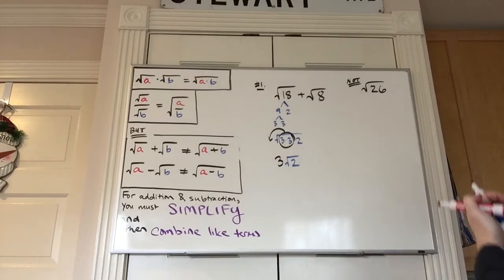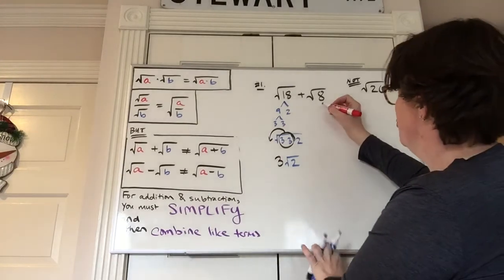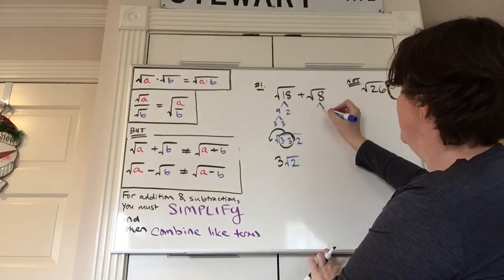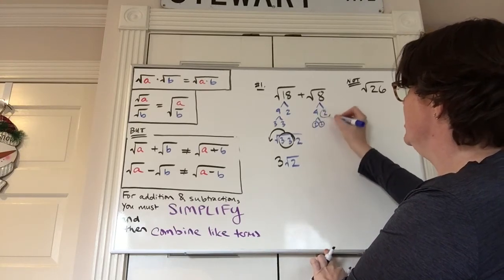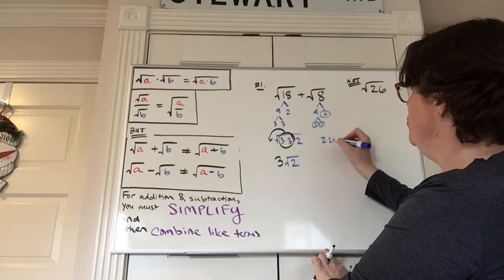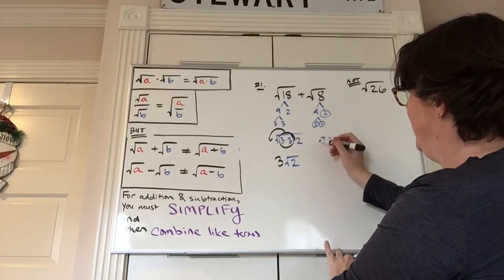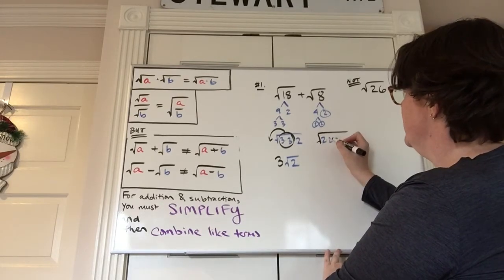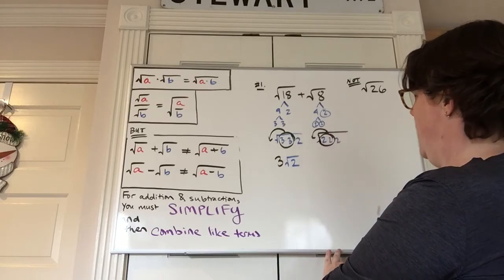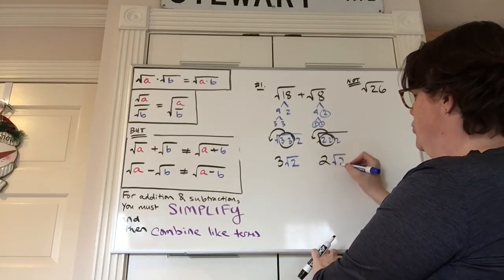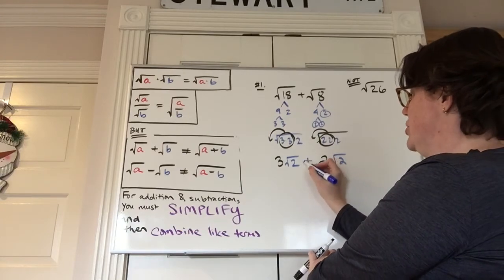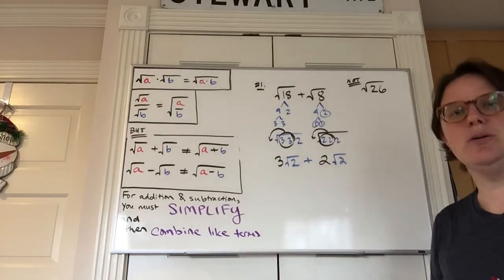Okay, and with 8, if I make a tree for that, I've got 4 times 2, so I've got 2 times 2 times 2 as my prime factorization. 2, 2, 2. A pair on the inside is as good as 1 on the outside, so I can pull 1 two out. This is 2 times the square root of 2. So I've simplified my two roots, and here's what I mean by combine like terms.